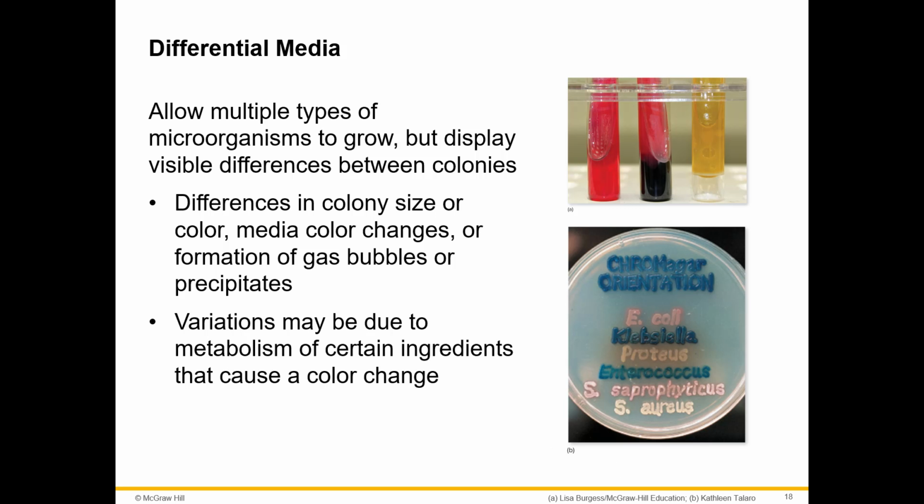Differential media allows organisms to grow in a different color. So depending on the species characteristics, different species will grow different colors. This is a picture of a chromogenic agar, and you can see all of the different colors that the different species are going to grow. Different nutrients can be added with certain indicators which allow for these various color changes.